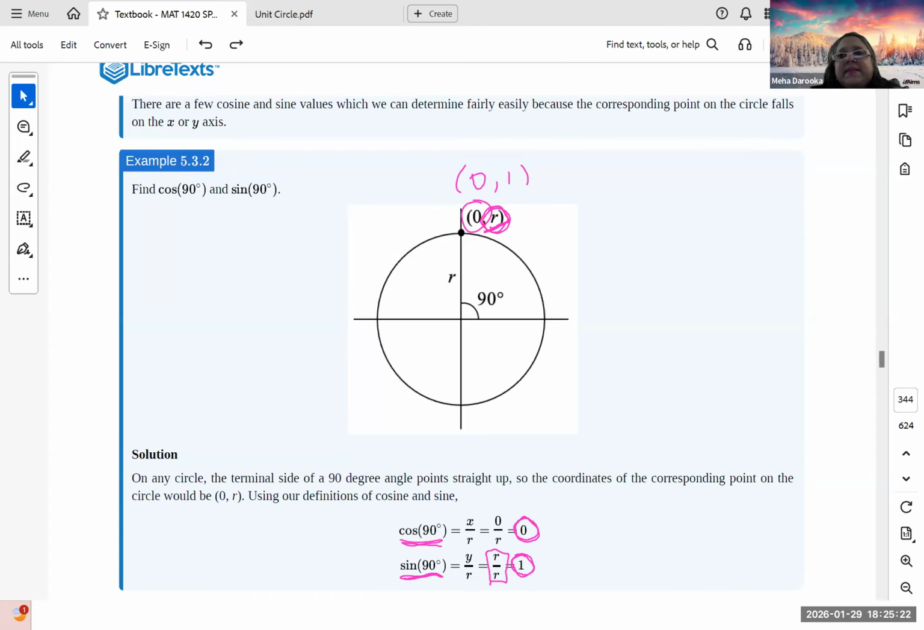Does that make sense of why having the R value was not important in this example? Anybody have a question on that? Okay, all right, very good.